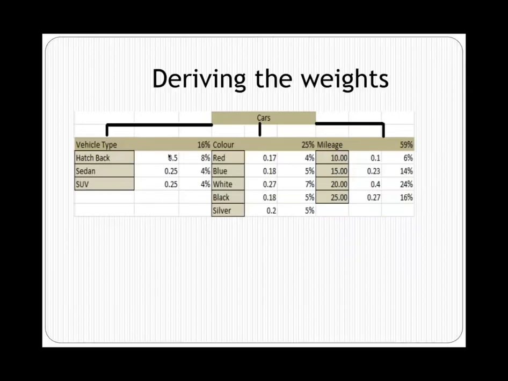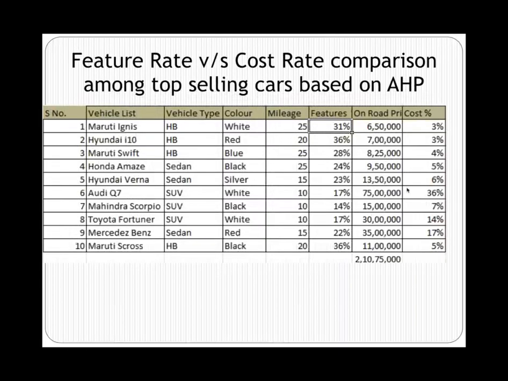So let's say that we want to calculate for Hyundai i10, hatchback, red, and mileage is 20. So hatchback is 8, red is 4, 8 plus 4 is 12, and 20 is 24. So 12 plus 24 is 36. So yes, 36. So all of these values are calculated according to these features. So these are the features. And then you have the on-road price of each of the cars. 6,50,000 and all of these. Right? So this is the total cost.